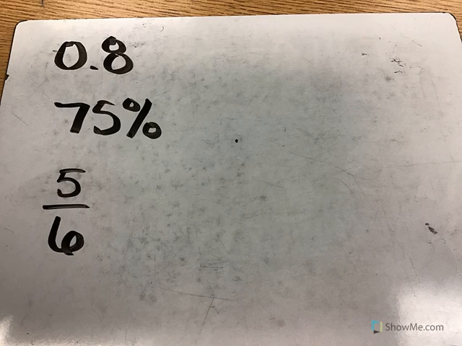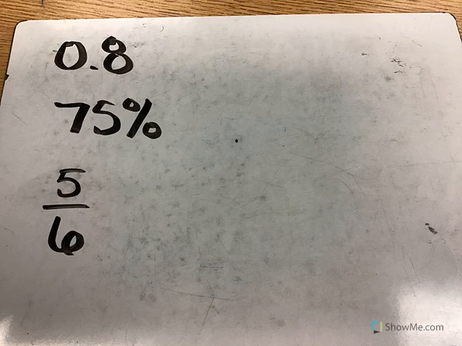Now when I'm comparing and ordering numbers, putting them in order from least to greatest, greatest to least, or just comparing two numbers and figuring out which one is greater or lesser in value, it's best if you have the numbers in the same format. Meaning, if I have a decimal, fraction, and percent, I need to turn them all into decimals, all into fractions, or all into percents. Me personally, I usually find it easier to turn them all into decimals.